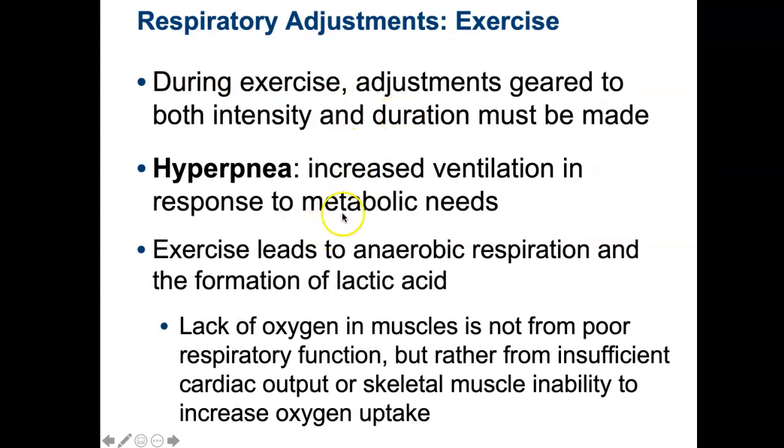During exercise, we're going to have to adjust our breathing. Most of us know this, right? We're going to have a lack of oxygen in our muscles because we're doing aerobic respiration, right? So exercise can lead to anaerobic respiration and the formation of lactic acid. If you're not taking in enough oxygen, then the muscles are not going to be able to do cellular respiration and generate ATP.